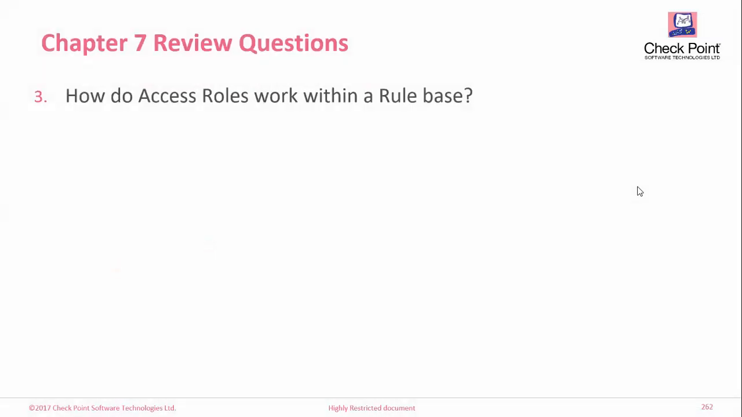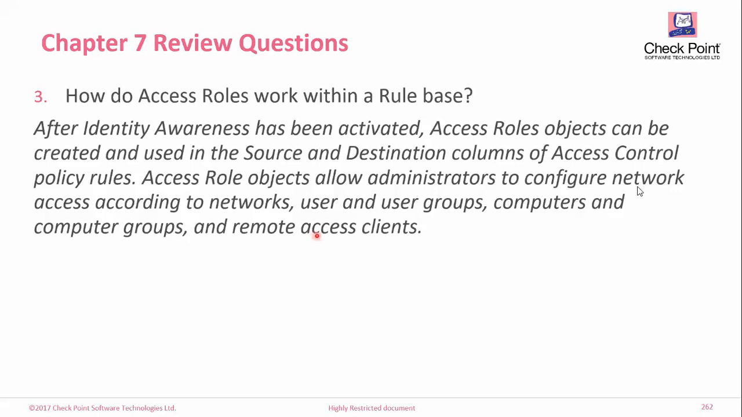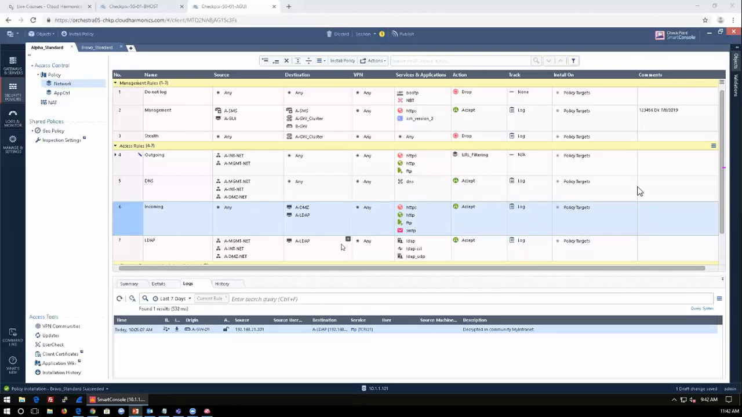How do access roles work within a rule base? Again, it can be created using the source or destination columns of the policy rules. They allow administrators to configure network access according to networks, user, and user groups, computers, computer groups, remote access clients. Again, you're just putting the network, the user, and the machine. If you've got that information into one object, you can use it in the source or destination columns of your rules. All right. So, any questions about that?